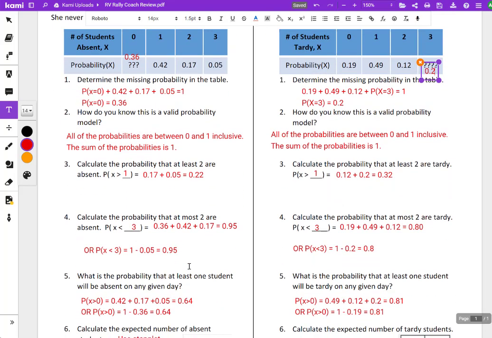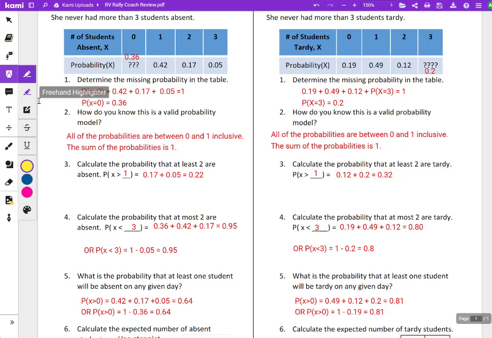Okay, calculate the probability that at most 2 are tardy. So what does at most 2 look like? At most 2 means 3 is more than 2, so that doesn't count. At most 2 is 0, 1, and 2. So that would be all these probabilities added up together. All right, so that's how you get 0.36, 0.42, and 0.17. And at most 2 also on the right side. That means you would have 0, 1, and 2 count as at most 2, and we just add those up, which we actually did in part 1 already, and we get 0.8.